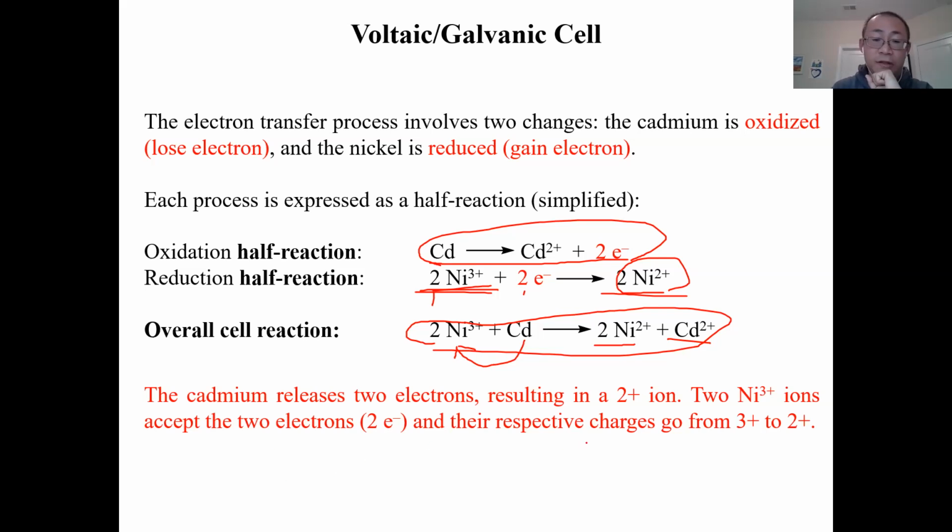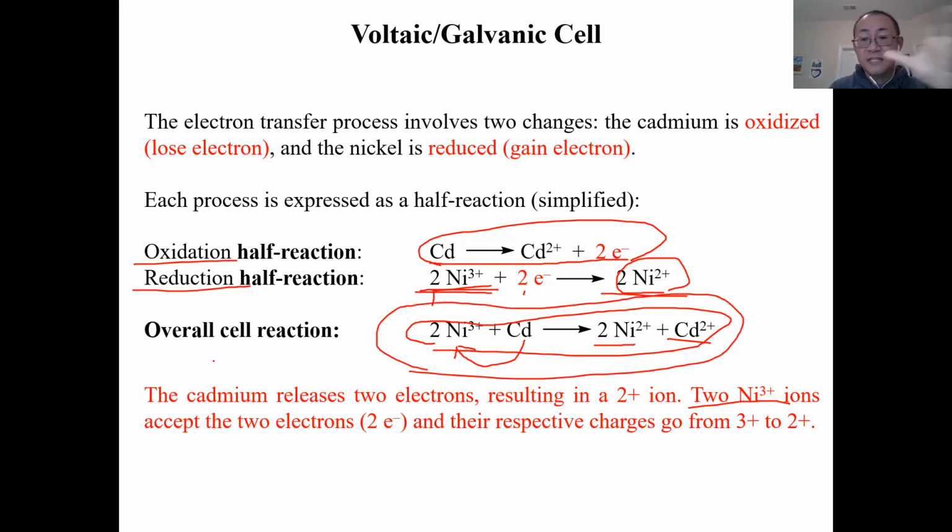And this is what we talked about earlier. The cadmium releases 2 electrons, becomes cadmium 2+, but nickel ion 3+ gains only 1 electron to become nickel 2+. So you need 2 nickel 3+ ions to accept those 2 electrons from cadmium. For cadmium, losing electrons is called oxidation, and nickel gaining electrons is called reduction. And as we showed before, in the overall reaction you do not see electrons because electrons got canceled on both sides of the arrow.